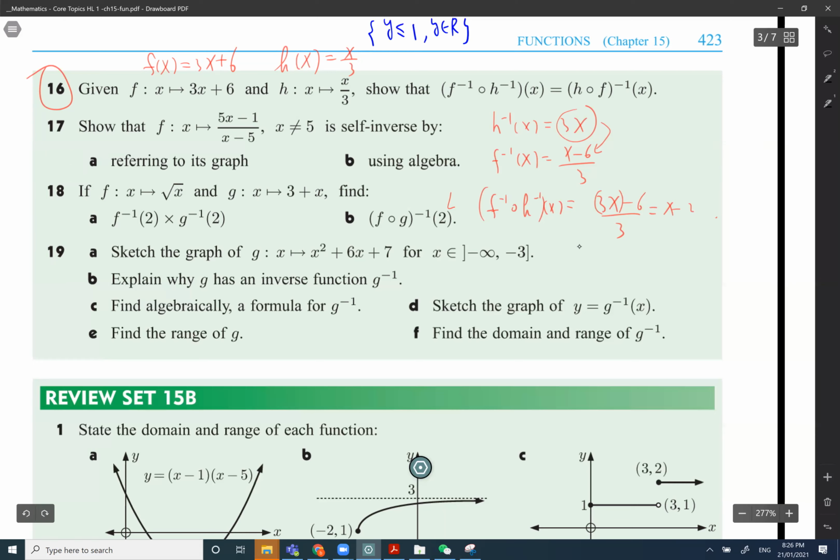That's the left-hand side. For the right-hand side, H of F, you substitute the whole F into H: (3x plus 6) over 3, which is x plus 2. Now we need to find the inverse of this. The inverse of the function x plus 2 is just x minus 2. Therefore, the left-hand side and right-hand side are equal. This is question 16.